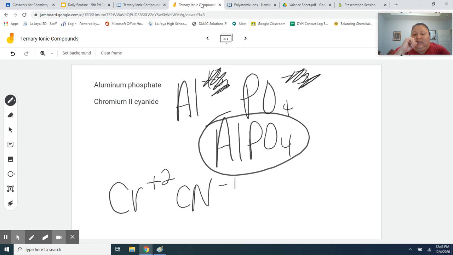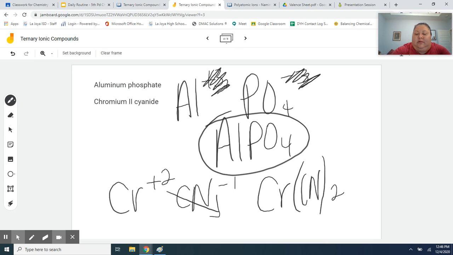They don't cancel out this time because they are not the same number. We must use the crisscross method. So we should end up with Cr, and protect the poly from the number that's crossing. So put CN in parentheses, 2.